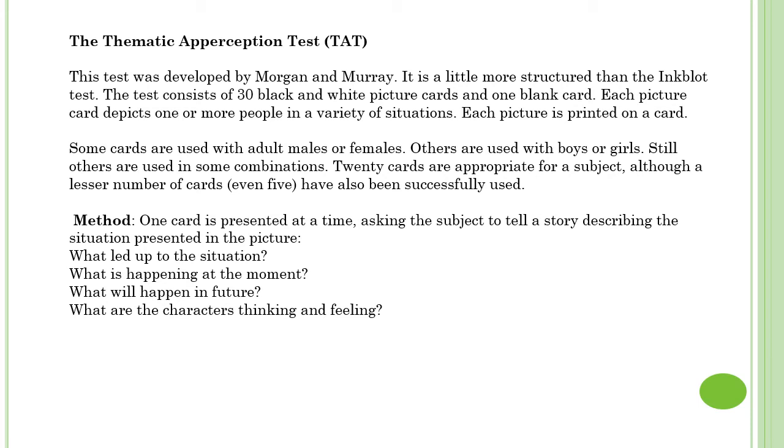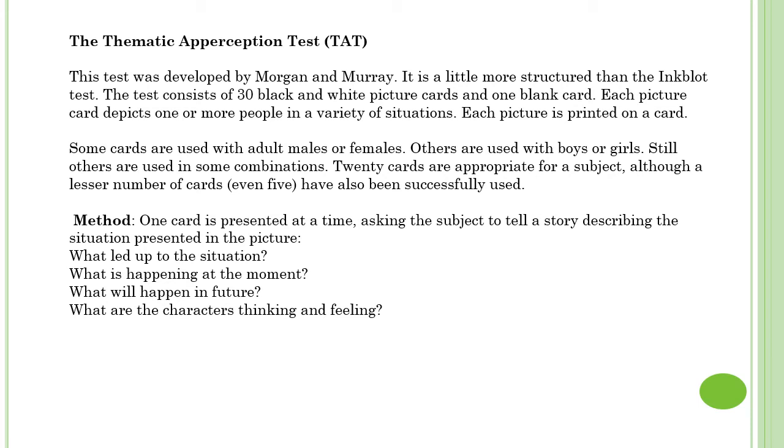So the method used under TAT is that one card is presented at a time, asking the subject to tell a story describing the situation presented in the picture. Suppose I show you a picture card and I will ask you what you see in that picture, and you have to tell me a story, what you have perceived from that. What is your assumption from that picture?